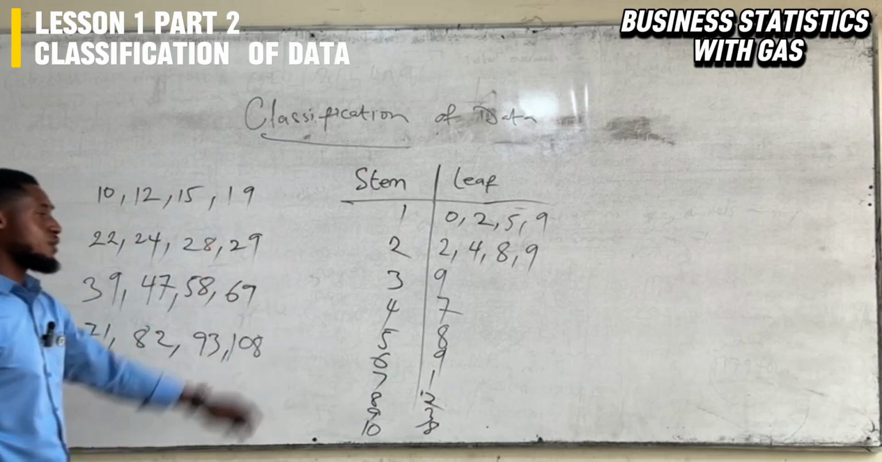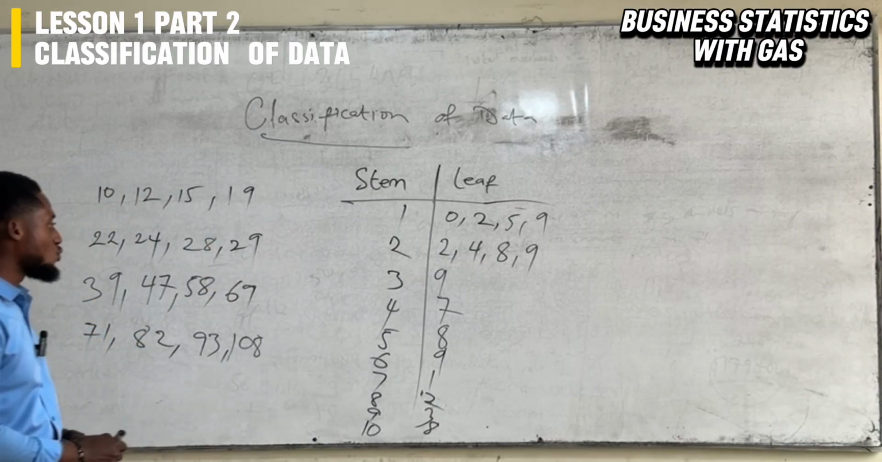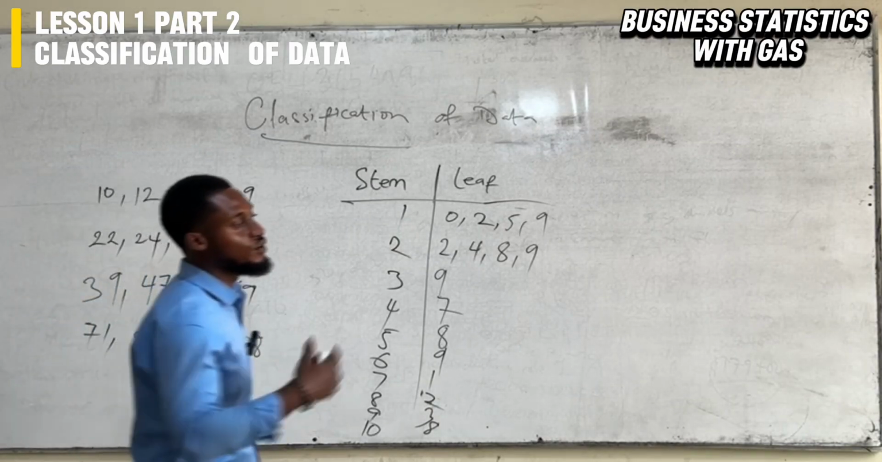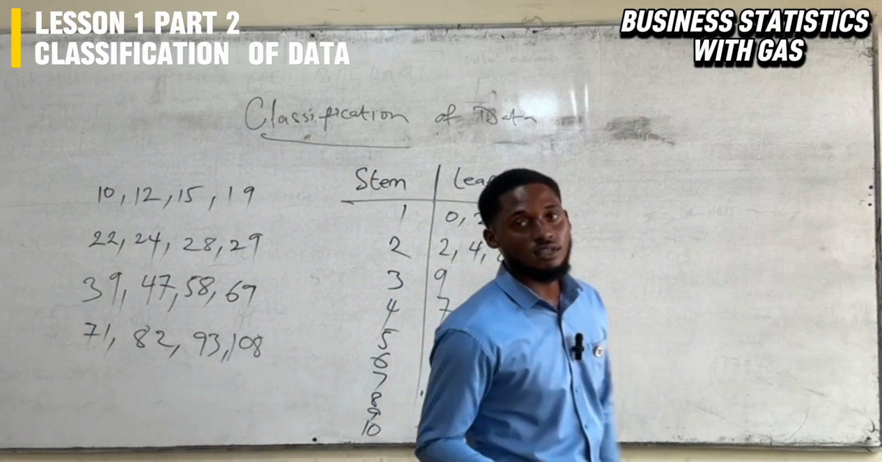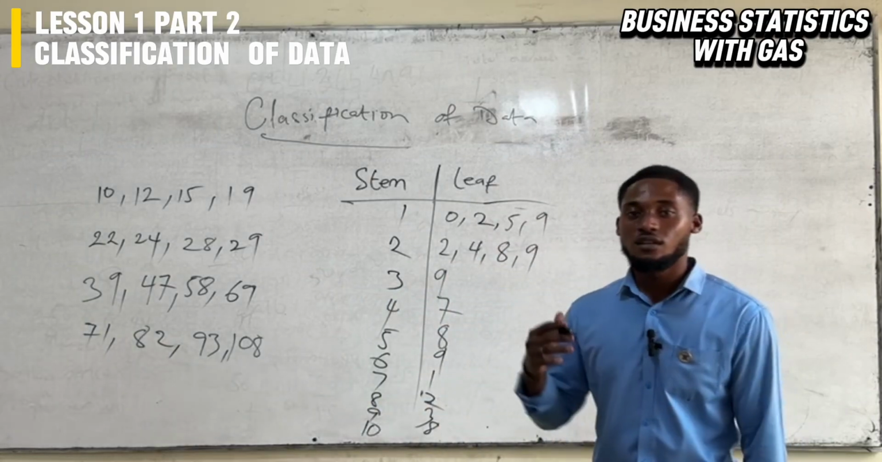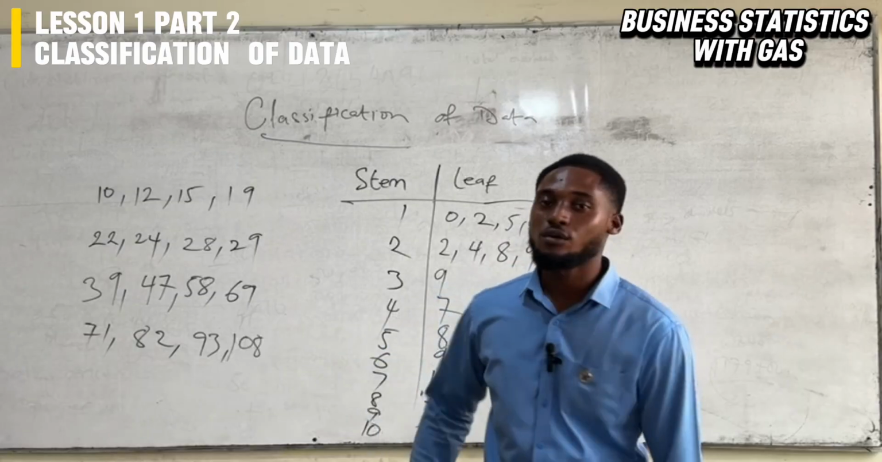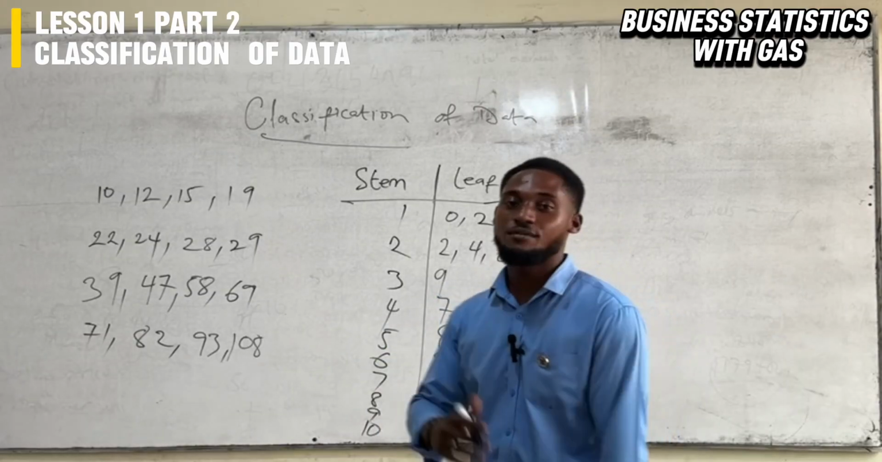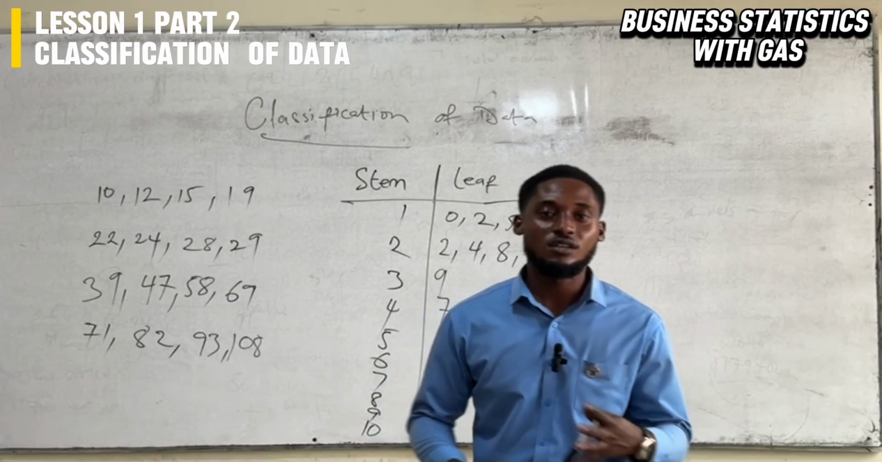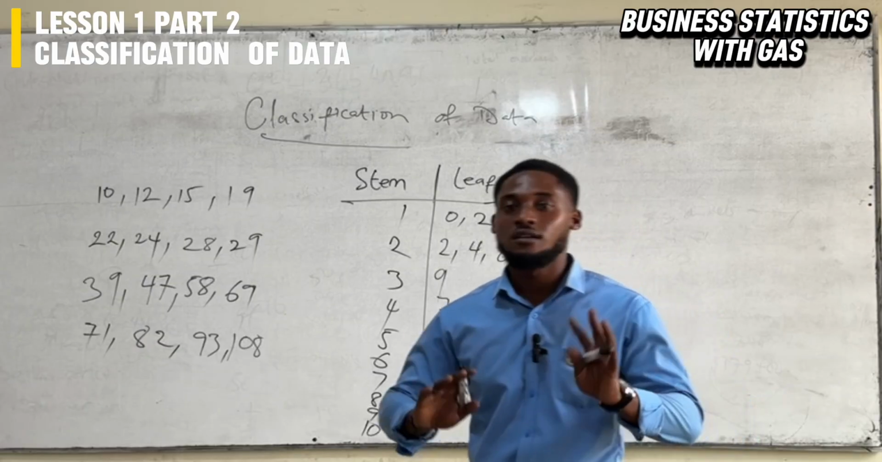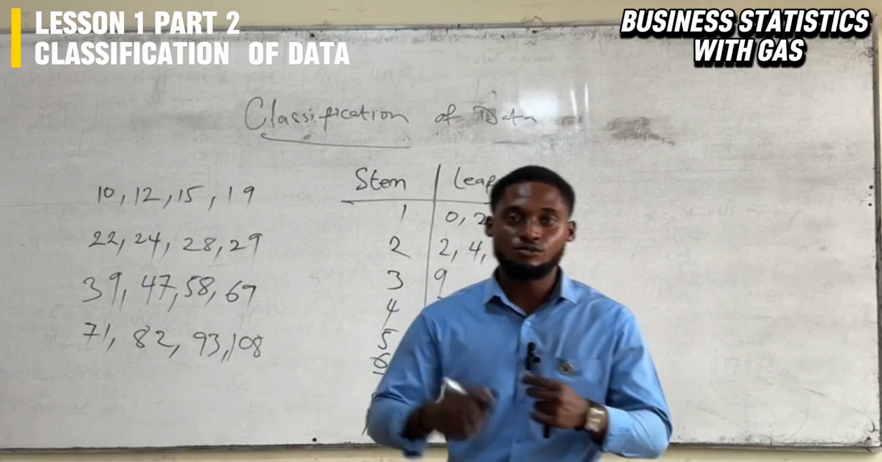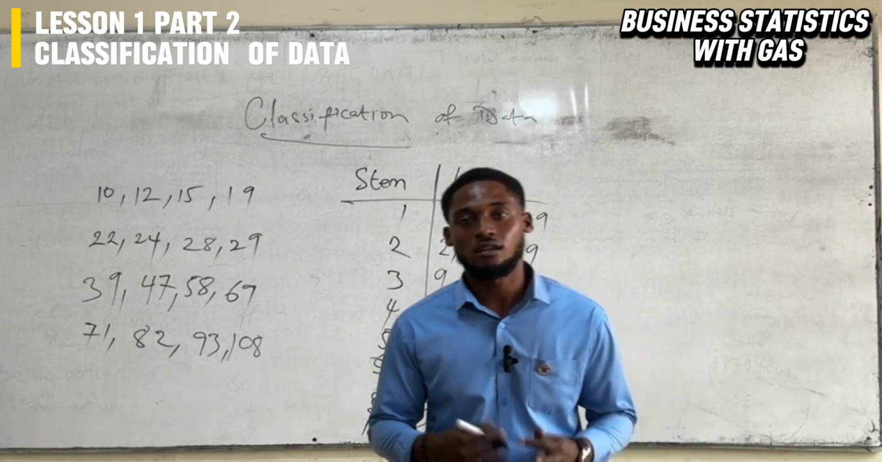So this is how it is done. And when it's done this way, you can use it to find your mean, your median, your mode, and others. When we get to the next topic, we are going to show you how to use this to find the median, the mean, and how to calculate all the other key terms, which are the mean, the mode, the median, and others.